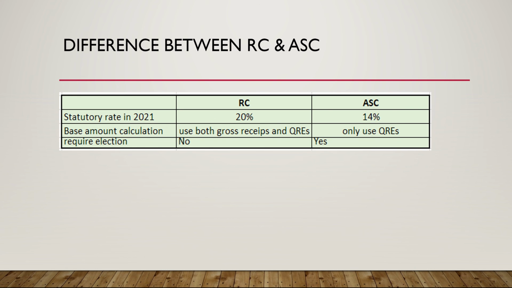This is because the regular credit and ASC calculate their base amount differently. The regular credit base amount is calculated using the taxpayer's gross receipts and QREs. The alternative simplified credit base amount just uses QREs. That's why its name is Alternative Simplified Credit. The ASC must be elected for a taxpayer either on an original return by completing the ASC section of the Form 6765 or on an amended return. Regular method doesn't have to be elected under any circumstances.